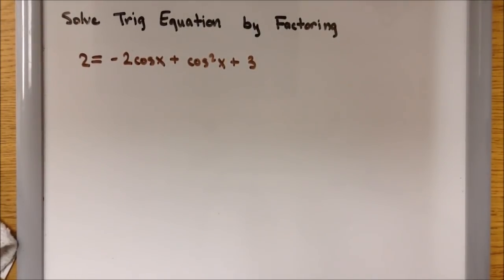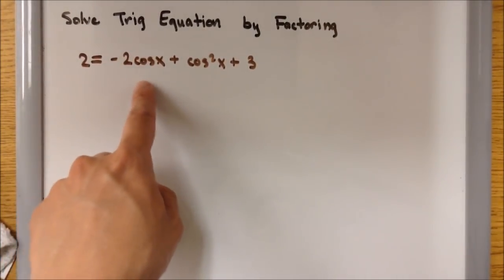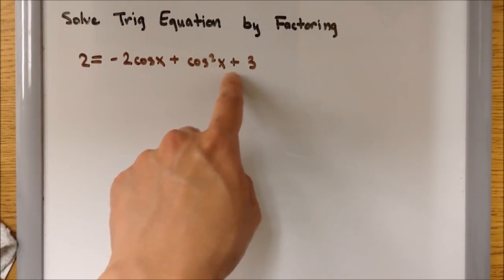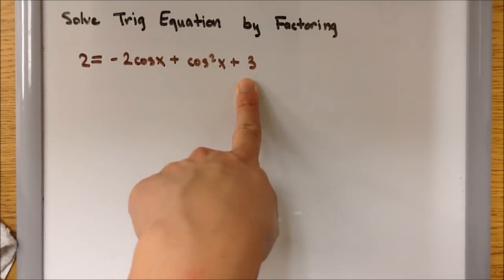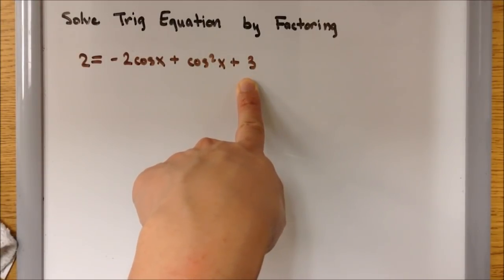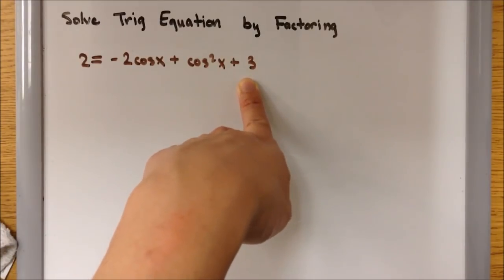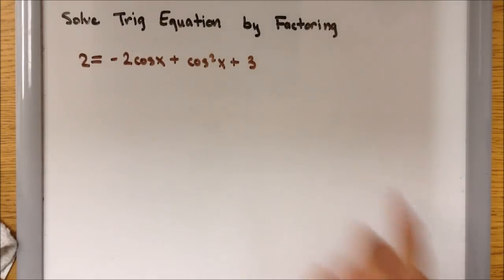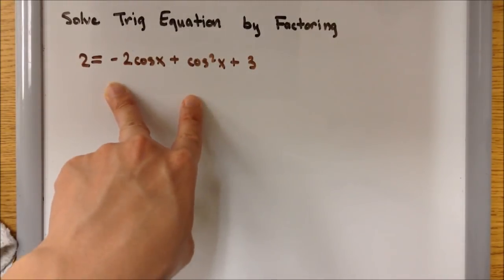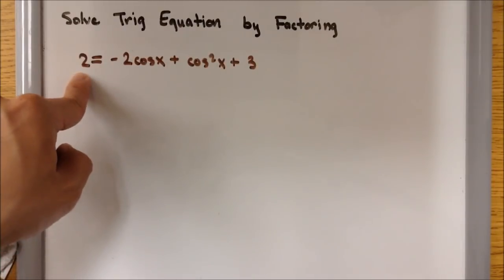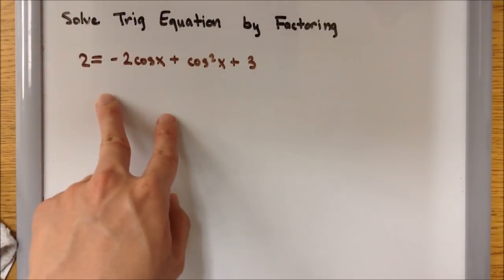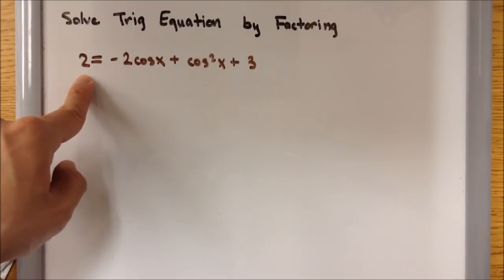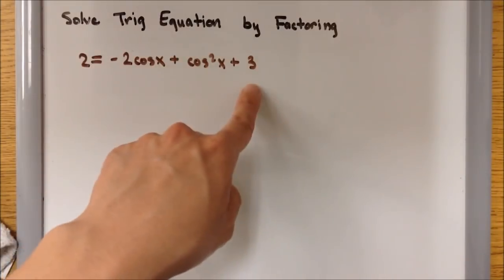In our third example, we have 2 equals negative 2 cosine of x plus cosine squared of x plus 3. Now this is going to tie into the spiral question that you have on every test in this class, where it will ask you to identify the factors and then identify the zeros of the equation. So in our first step with this example, I want to cancel out the 2 so that the whole thing is equal to 0. And the reason I'm going to cancel out the 2 is because we only have one part on the left side versus 3 parts on the right side.